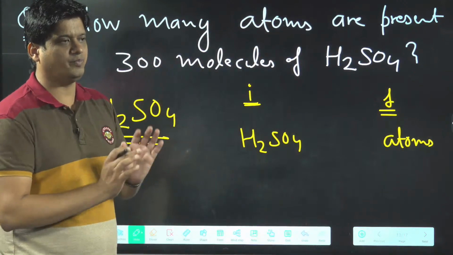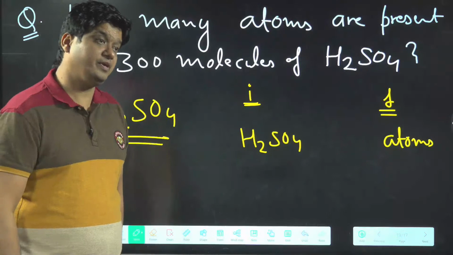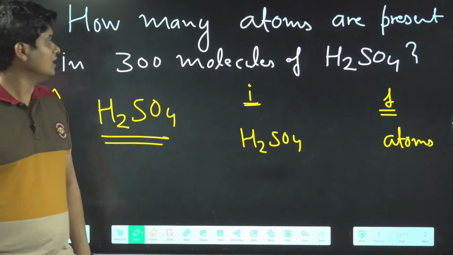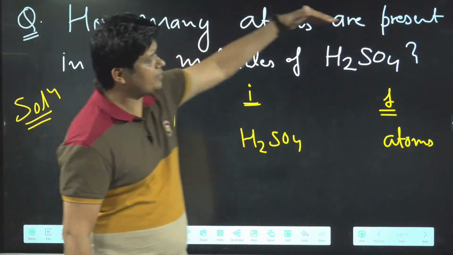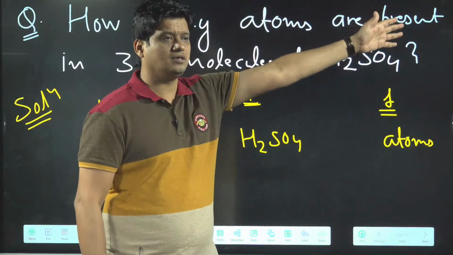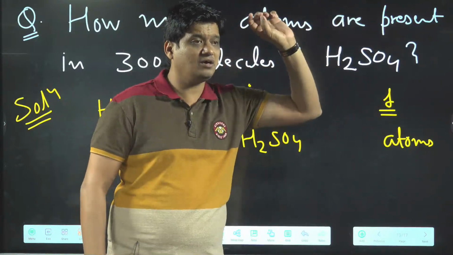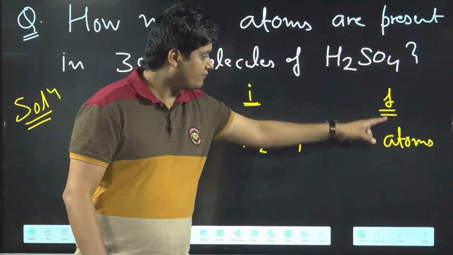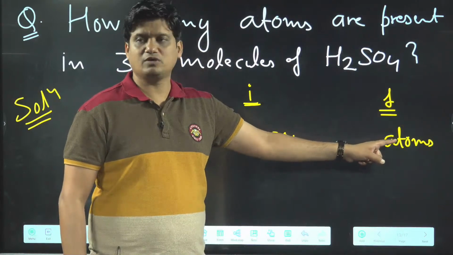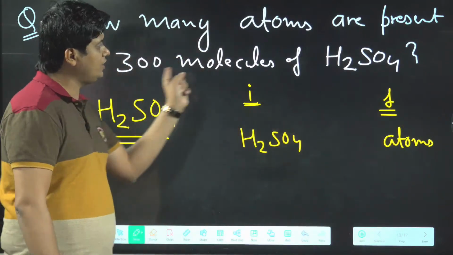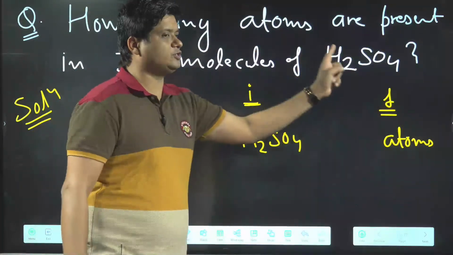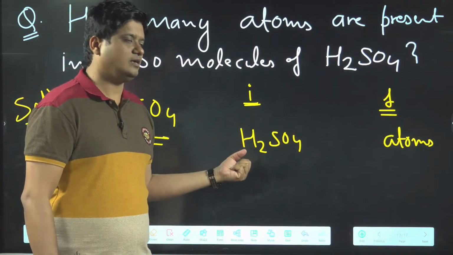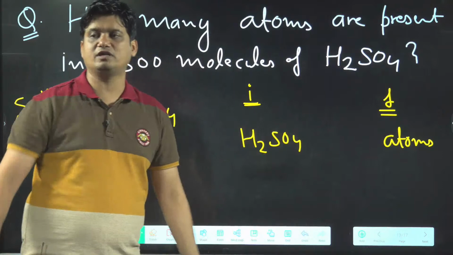Firstly, you have to find your path. Again, I am repeating, please listen carefully. If you know this concept, you can easily solve so many problems. In this question they are asking how many atoms are present? This is the question, means this is our final destination. And they have given 300 molecules of H2SO4. It is our initial point. If we know the initial point and the final point, we can easily apply the unitary method.